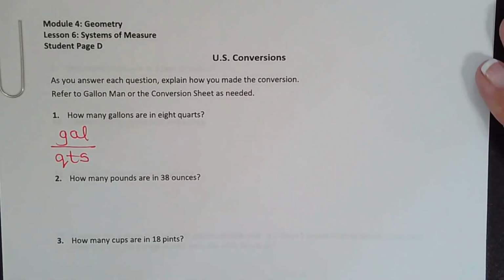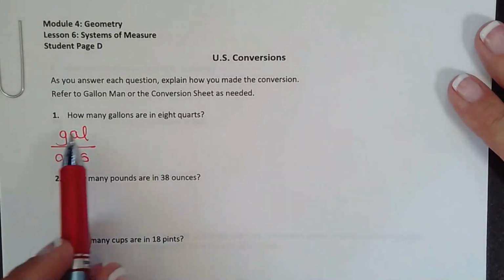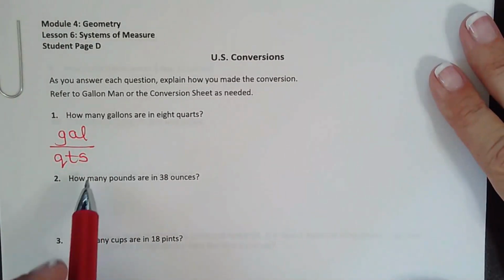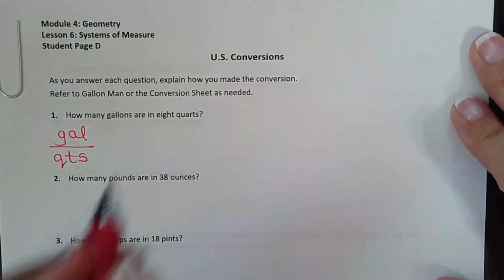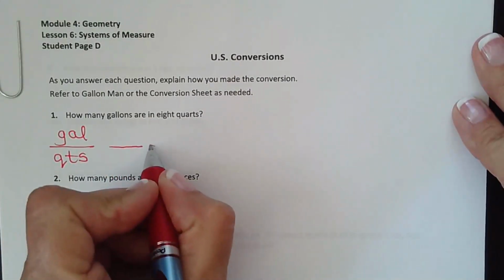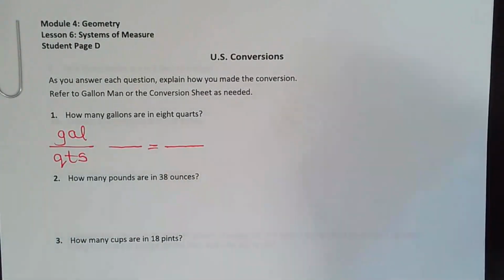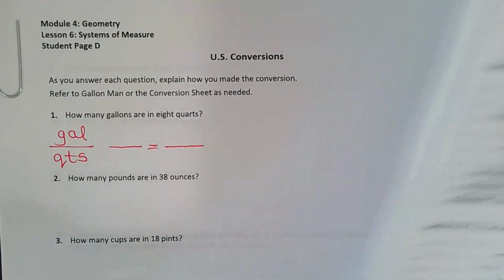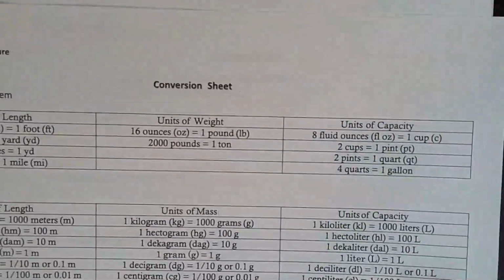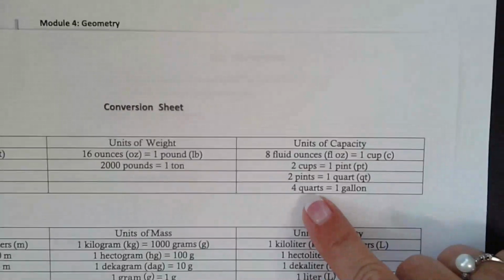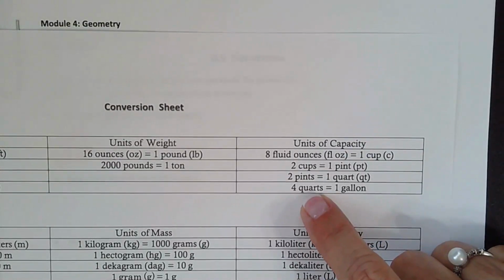And the most important thing about a proportion, and you learn this in Chapter 3, is that it's set up consistently. So gallons must be in the numerator and quarts must be in the denominator. So I first pull my conversion sheet over and I copy the gallons and quarts from here. So it's capacity.